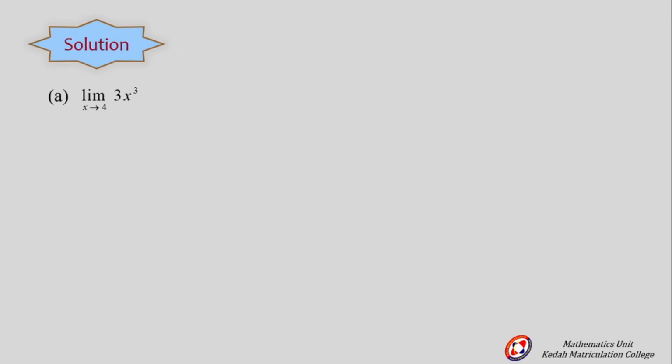Question A, limit of 3x cubed as x approaches 4. For this example, we apply the constant multiple rule. So we can write it as 3 times the limit of x cubed as x approaches 4. To get the value of the limit of x cubed, we just substitute x equal to 4 into the function. So we have 3 times 4 cubed, and the value of the limit is 192.